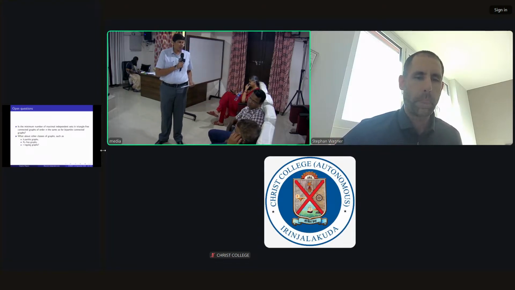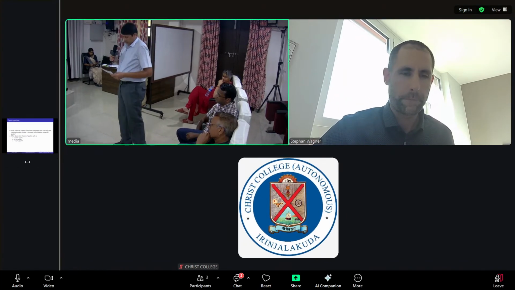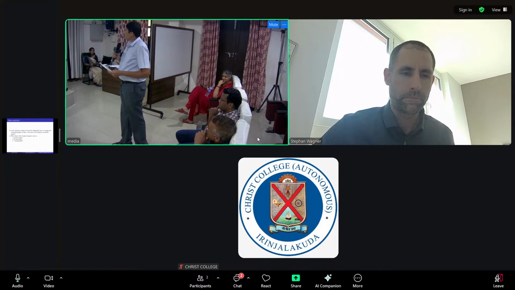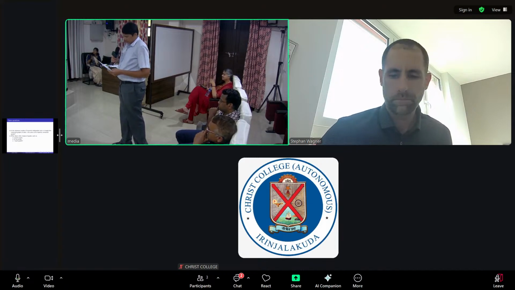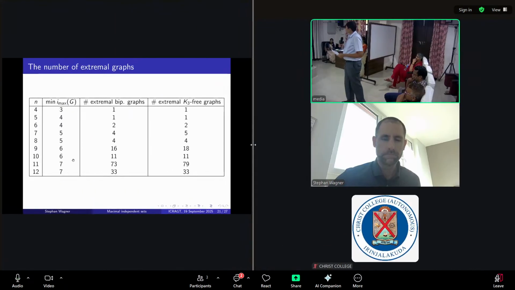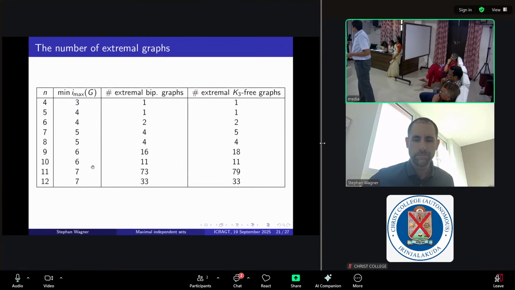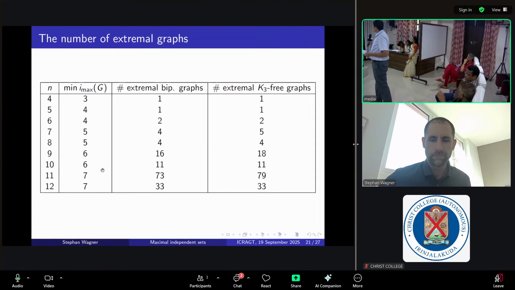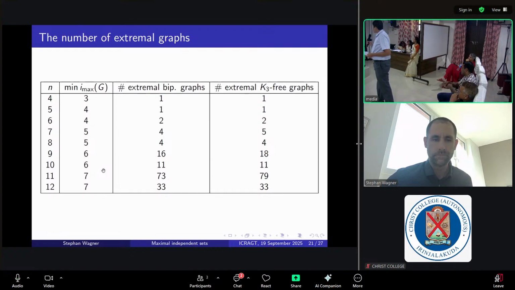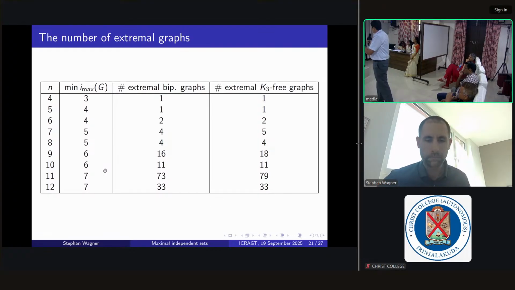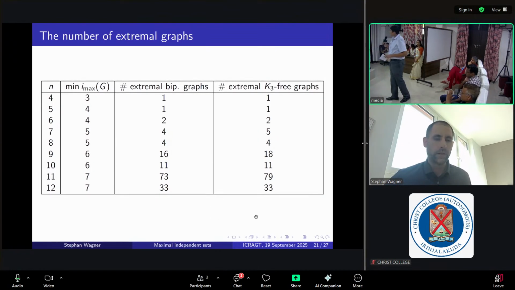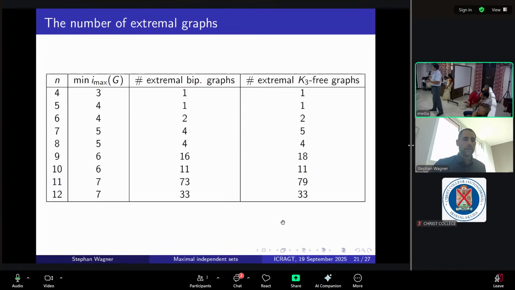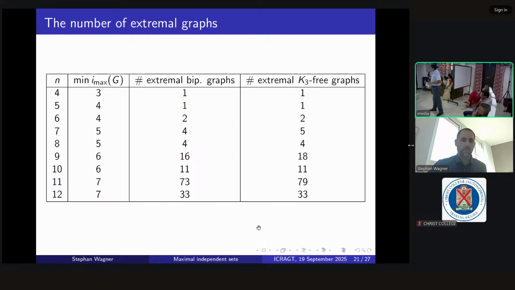Any other questions? I had one doubt in slide number 21. Maybe it's just a coincidence, but I see that when the number of vertices is even, it looks like the number of extremal bipartite graphs as well as the number of extremal K3-free graphs are both the same for all even numbers. Is it a coincidence or maybe?